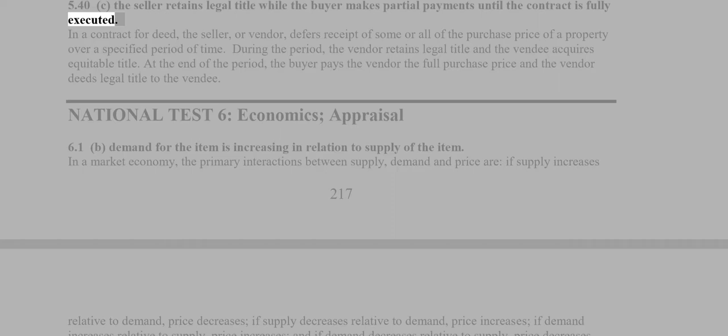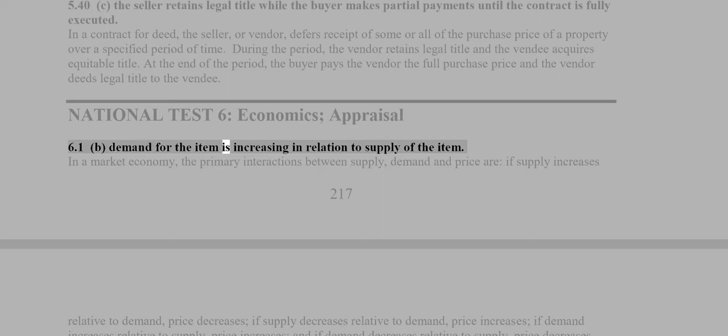executed. In a contract for deed, the seller, or vendor, defers receipt of some or all of the purchase price of a property over a specified period of time. During the period, the vendor retains legal title and the vendee acquires equitable title. At the end of the period, the buyer pays the vendor the full purchase price and the vendor deeds legal title to the vendee. National Test 6, Economics, Appraisal 6.1, b.